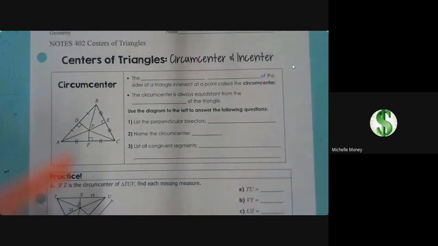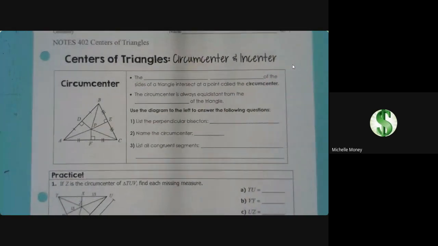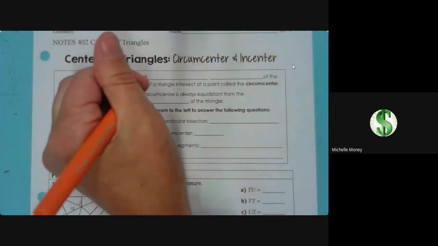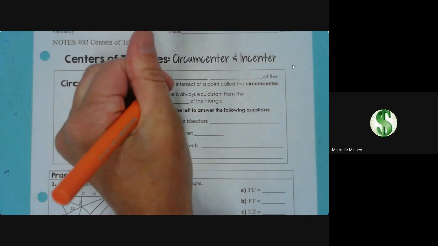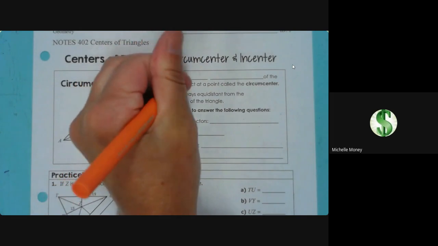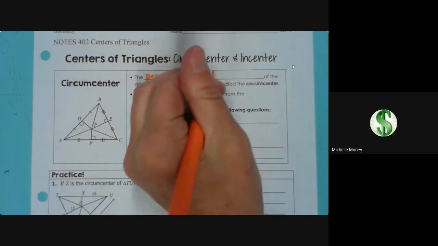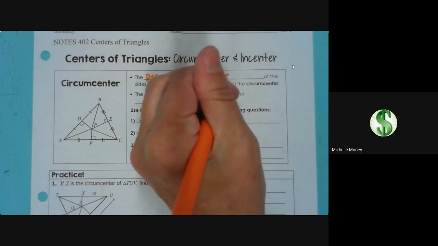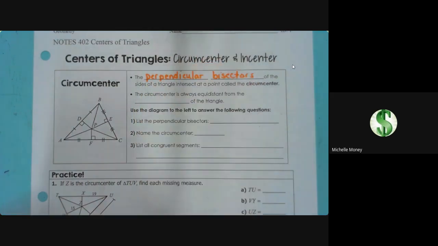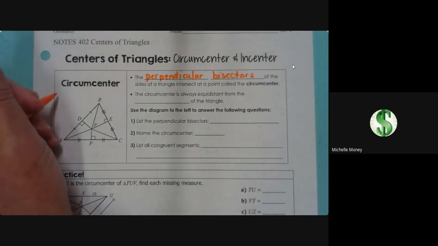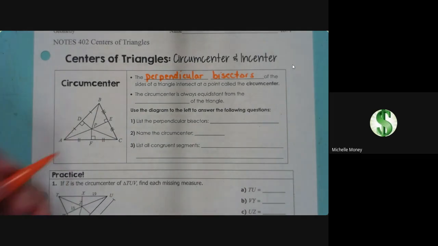All right, so the first one is called a circumcenter. And this is when the perpendicular bisectors of the sides of a triangle intersect at a point called the circumcenter. Okay, so it's where 3 perpendicular bisectors intersect. So you can see in the picture, point P is going to be the circumcenter.